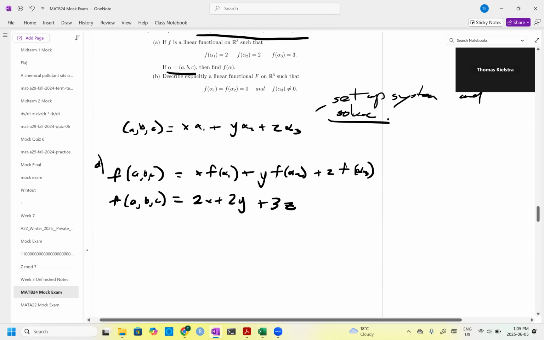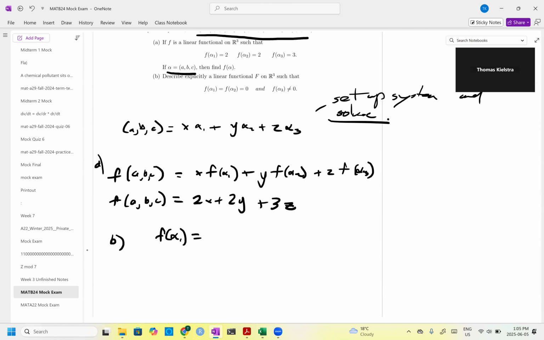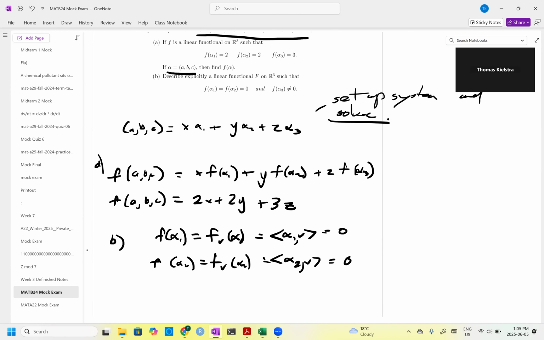Now, B is a little bit interesting because for B we're going to use the Riesz representation theorem, that f of alpha equals f_V of alpha, which equals the inner product of alpha with V. So of alpha 1 with V, and the claim is that this is 0. And f alpha 2 is f_V of alpha 2 because it's a linear functional over R3, which is the inner product of alpha 2 with V equaling 0.